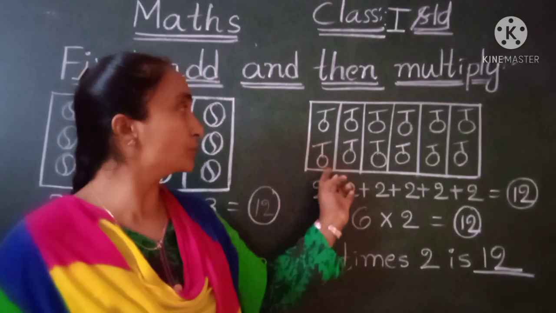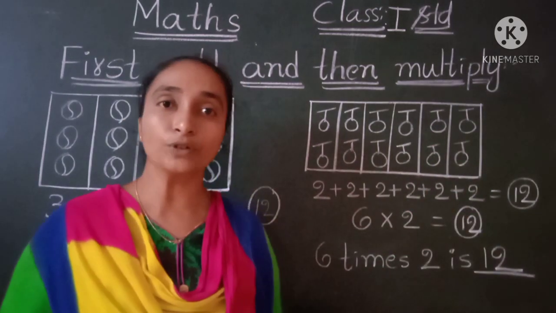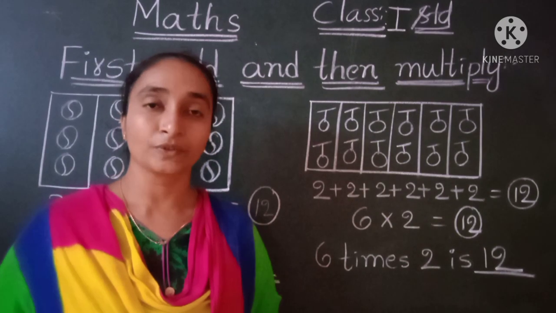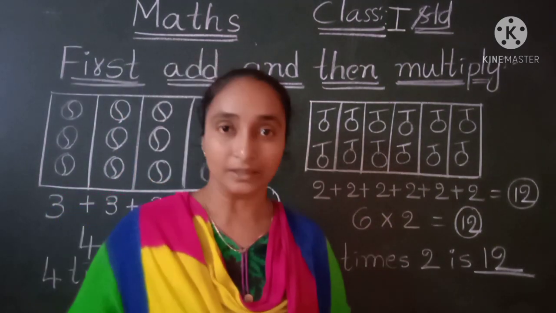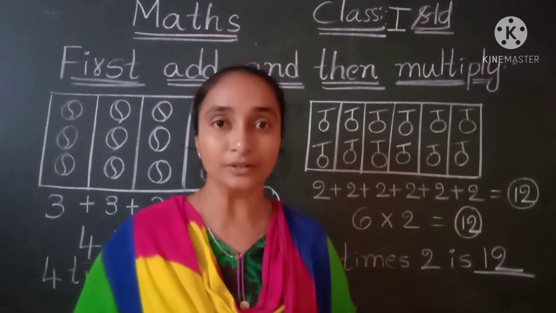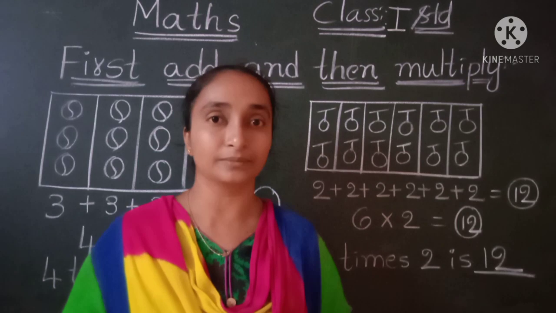So here we can see 1, 2, 3, 4, 5, 6, 7, 8, 9, 10, 11, 12. So the 12 here we have. So easily we got the answer 12. So like this, children, we will do some more examples now. The remaining 2 you have to complete in your textbooks. Let us see 2 more examples, children.